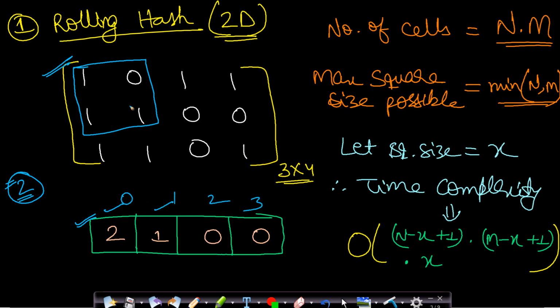Now what I will do is see if the sum of all these values, that is the sum of these two values, is equal to the size of this square matrix. So the size is 2, therefore the total number of elements should be equal to 2 into 2, which will be 4. So if the sum is equal to 4, then we can say that all these values contain 1, because this matrix has all elements as either 1 or 0.